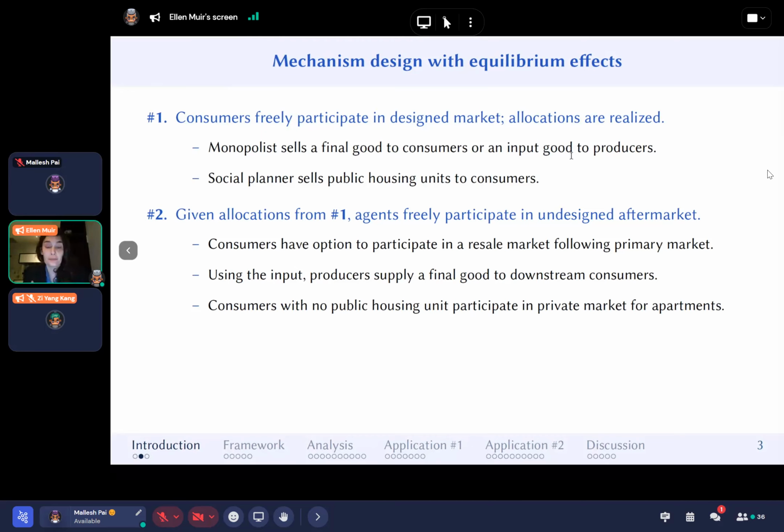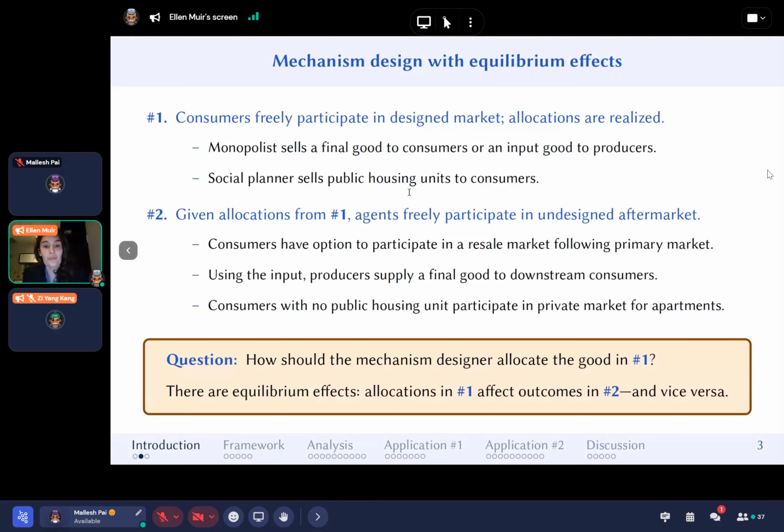The price that is then realized for these downstream consumers, and the outcome in this private market, is obviously going to depend on the mechanism that was designed for allocating this intermediate good in the upstream market. And in the case where a social planner sells public housing units to consumers, maybe consumers who are not allocated public housing can then participate in a private aftermarket for apartments. So the question we want to ask is, how should the designer allocate the good in stage 1, given that there are these equilibrium effects? The allocation realized in stage 1 is going to affect the outcomes in stage 2, and vice versa.